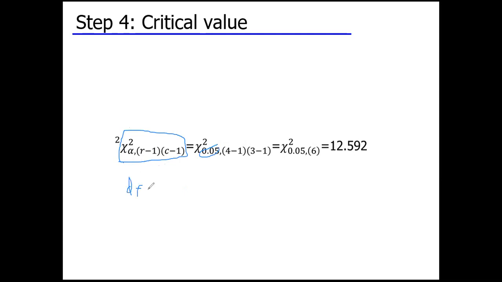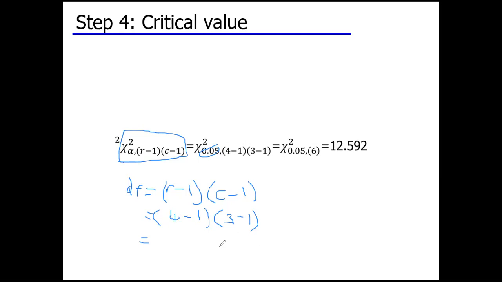The degree of freedom, I said it will be given by R minus 1 multiplied by C minus 1. And then they are telling us that the rows are 4 minus 1. Why are we subtracting 1? It's not that important though, but for interest's sake, we are subtracting 1 because we are dealing with one parameter. So let me explain why they are saying the rows are 4 and the columns are 3.